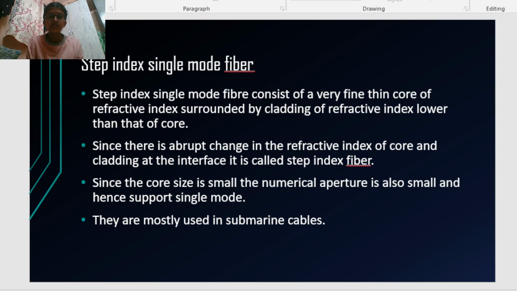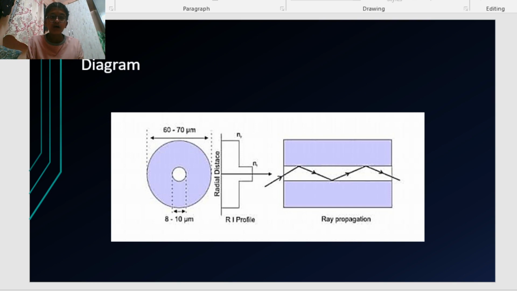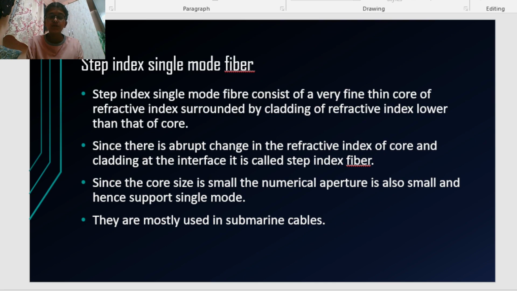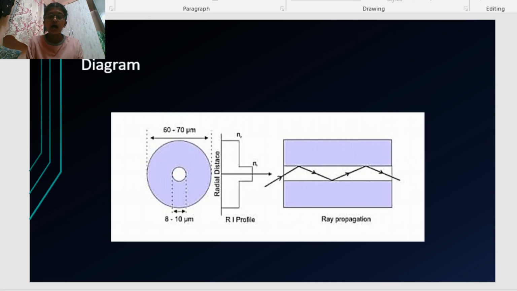Step index single mode fiber consists of a very fine thin core of refractive index surrounded by cladding of refractive index lower than that of the core. Since there is an abrupt change in refractive index of the core and cladding at the interface, it is called step index fiber. Since the core size is small, the numerical aperture is small and hence it supports a single mode. These types of fibers are mostly used in submarine cables. This is the diagram which represents a step index single mode fiber, the diameter, the RI profile and the ray propagation in step index single mode fiber.